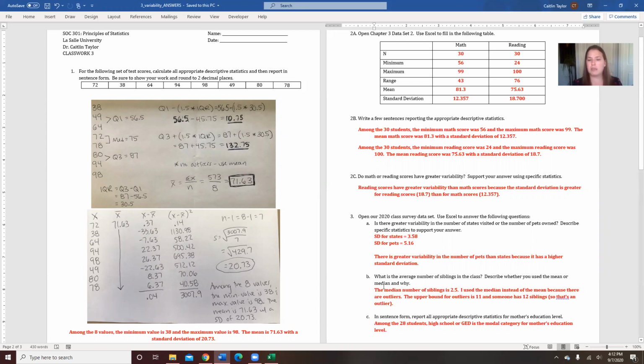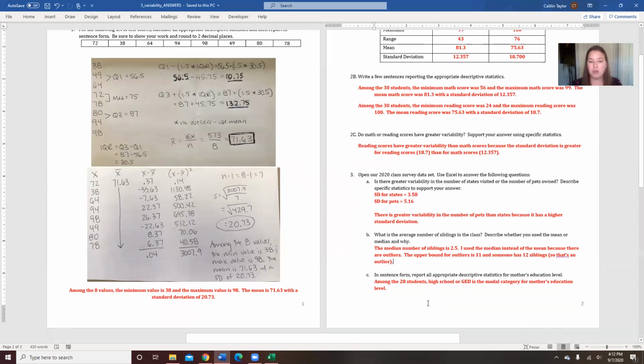And I think, sorry, on my answer sheet I don't have the full correct question the way I changed it for your class here, but your classwork sheet says what's the upper bound and what's the lower bound for determining if there are outliers. And here we saw that our upper bound is 11, and so the person with 12 siblings is an outlier.